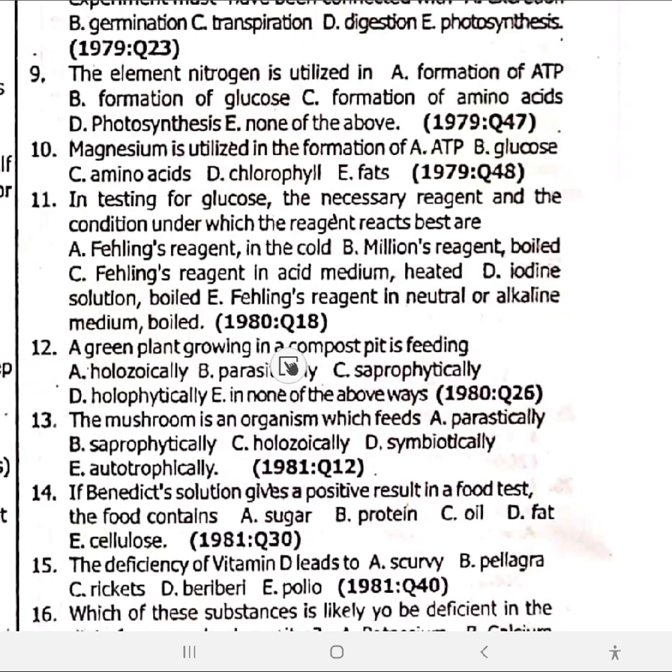It's simple, you see. 12. A green plant growing in a compost pit is feeding. How? I want you to jot down some points for me. Green plants produce their own food. Green plants can produce their own food by the process of photosynthesis. Hence, they feed autotrophically. Autotrophically is spelled AUTOTROPHICALLY. Autotrophically or holophytically. Holophytically is spelled HOLOPHYTICALLY.